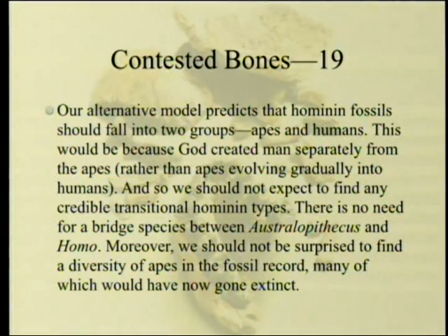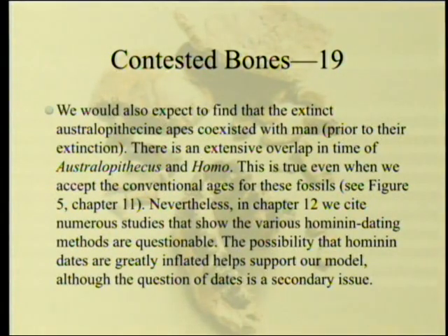Our alternative model predicts that hominin fossils should fall in two groups, apes and humans. This would be because God created man separately from the apes, rather than apes evolving gradually into humans, and so we should not expect to find any credible transitional hominin types. There is no need for a bridge species between Australopithecus and Homo. Moreover, we should not be surprised to find a diversity of apes in the fossil record, many of which would now have gone extinct. We would also expect to find that the extinct Australopithecine apes coexist with man prior to their extinction. There's an extensive overlap in time of Australopithecus and Homo. This is true even when we accept the conventional ages for these fossils. See figure 5, chapter 11, that we've seen before.